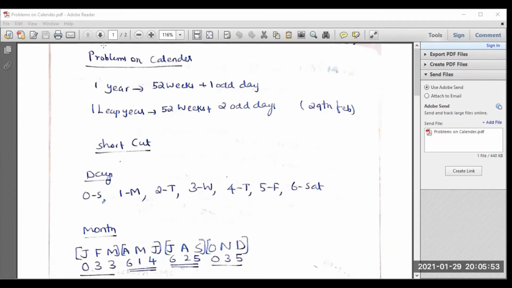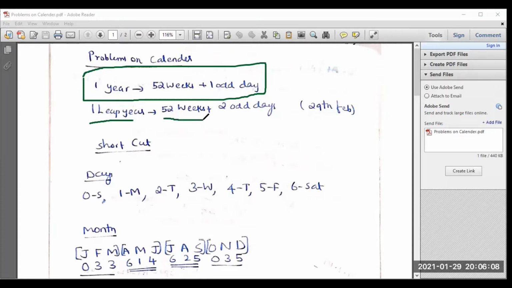So right from the beginning, I would like to inform you that 1 year means total 52 weeks plus one odd day, 365 days. Okay, 52 weeks plus one odd day. In case of a leap year, there are 52 weeks and 2 odd days. Actually, 29th February also will be included for the leap year. This point you have to remember.